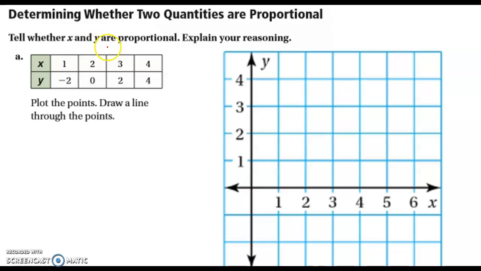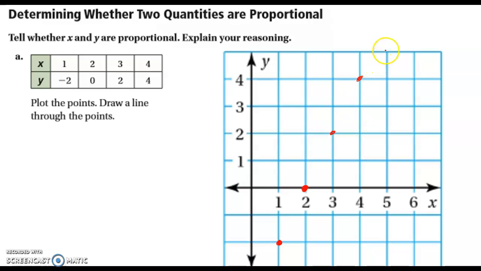So right here, tell whether x and y are proportional. Explain your reasoning. So we're going to plot the points. 1, -2. So we go over 1, down 2, and we put a dot. 2, 0 is right there. So the x tells you how far to the right. The y tells you how far up or down. So 3, 2, we go over to 3 and up to 2. And 4, 4 goes right there.